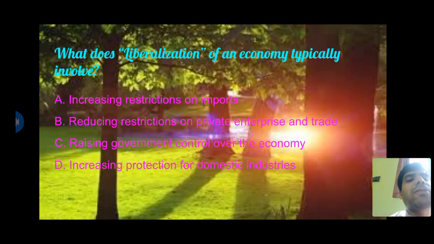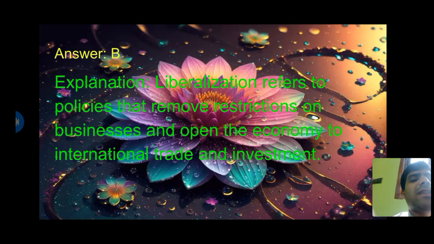And the next question is, what does the liberalization of an economy typically involve? The options are, option A, increasing restrictions on imports, option B, reducing restrictions on private enterprise in trade, option C, raising government control over the economy, option D, increasing protection of domestic industry. And the correct answer is option B. Liberalization refers to the process that removes restrictions on businesses and opens the economy to international trade and investment.